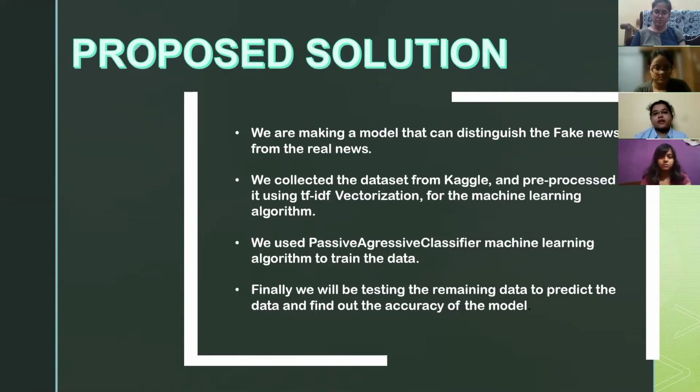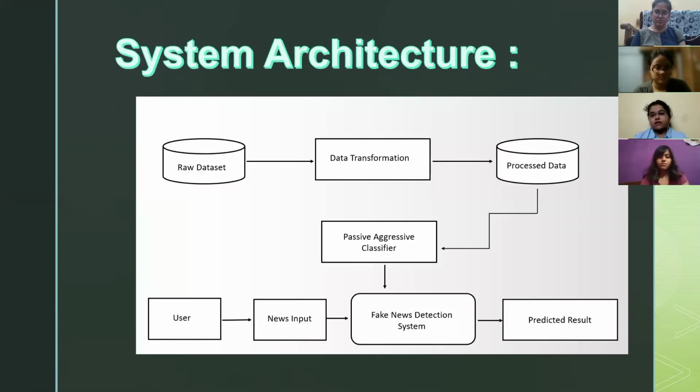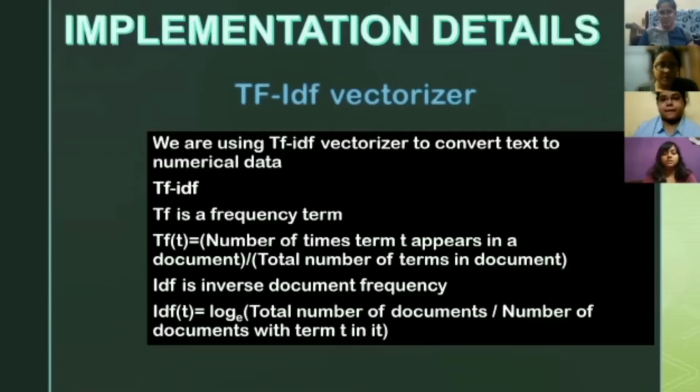Here, it's a system architecture of our model. A data set is entered and then it's pre-processed, and the processed data is entered into the passive-aggressive classifier. When user enters the news into the data set, it goes through a fake news detection system model, and then the result is predicted.